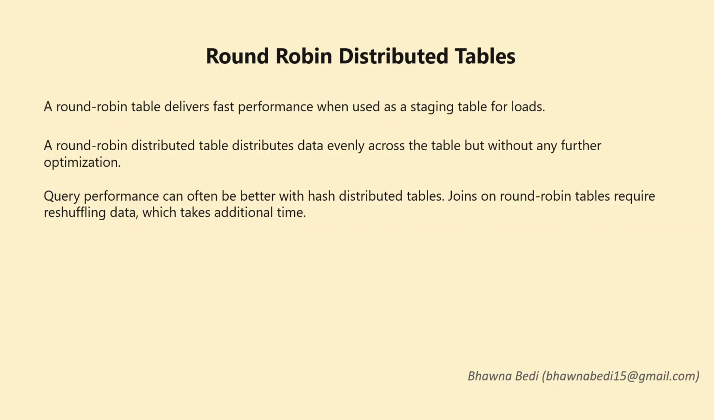And another use case where you can go for round robin is, let's say you are trying to join and you don't have a joining key. Or it is just like when you are just starting. Let's say you have just started your Azure Synapse. In that case, the easiest way to understand things is going through the round robin distributed tables.